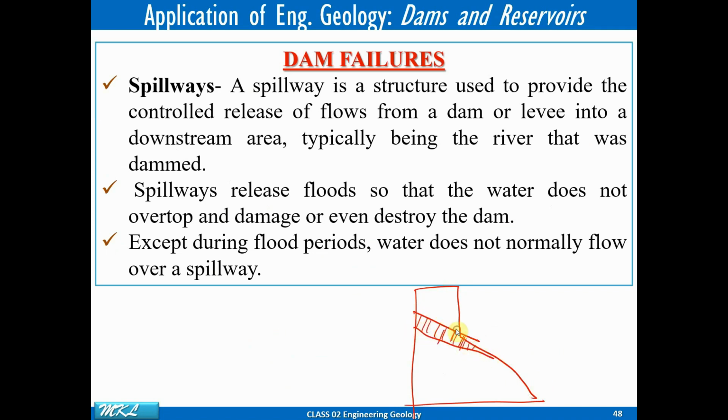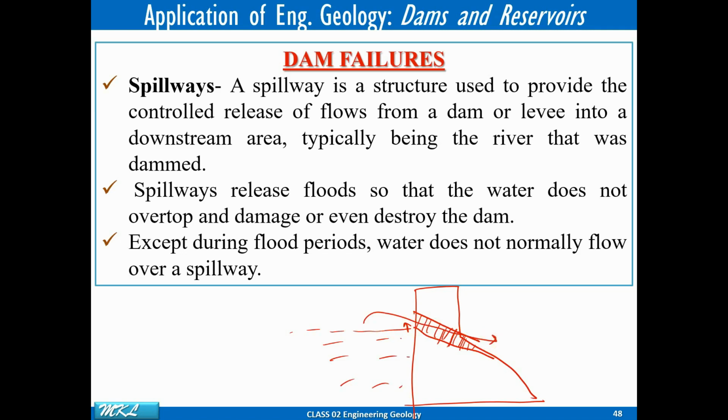This is a kind of an opening which could be controlled by you. It's a controlled floodgate, you can say. So this side is the reservoir. If your water level reaches this portion or goes above this portion, what will happen? The surplus water will pass through these spillways.